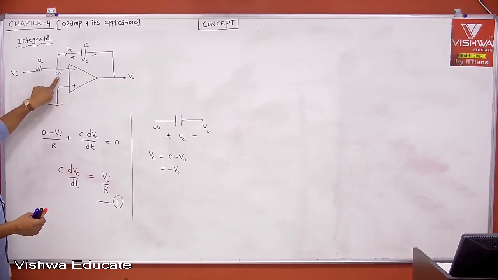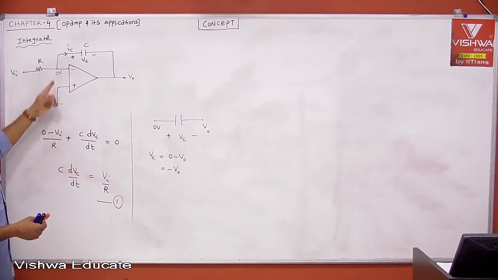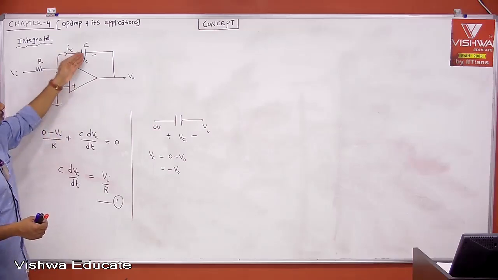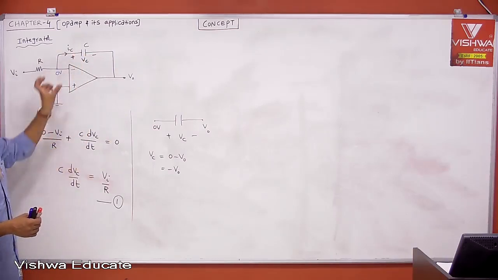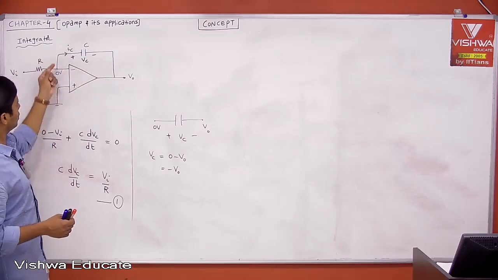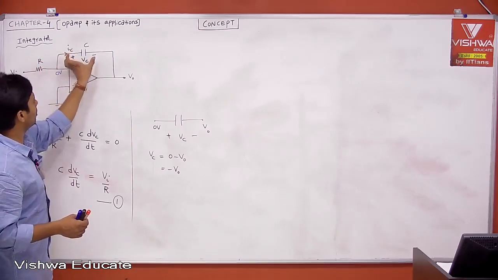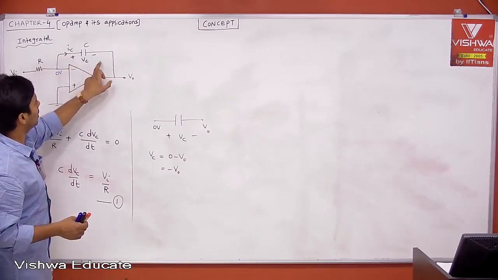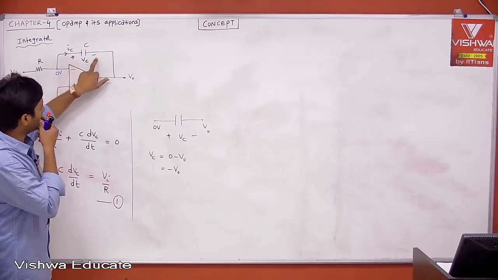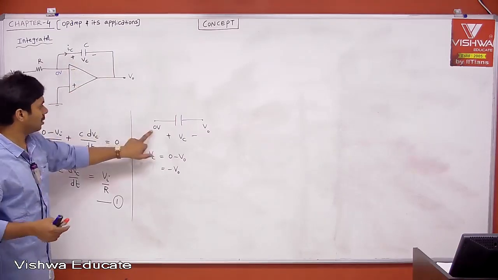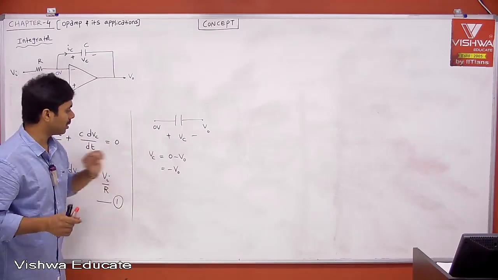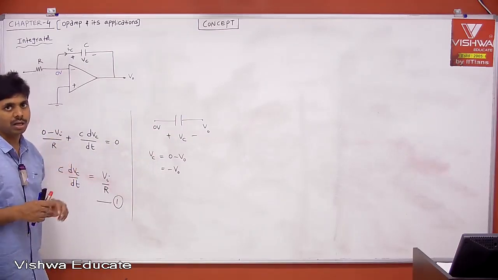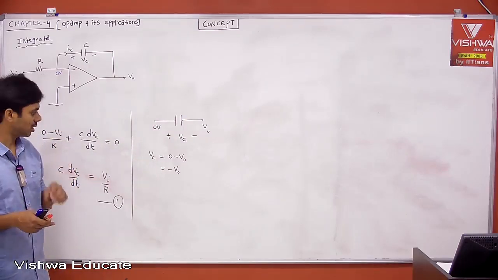This is 0, this is 0. Current leaving from this node, 0 minus Vi divided by R, plus the current leaving from this node, which is nothing but the current flowing through the capacitor, C into dV by dt, is equal to 0. But the voltage across the capacitor, if you take the current direction, is plus or minus Vc. What is Vc? Voltage at this point minus voltage at this point. Voltage at this point is 0 and voltage at this point is V0. Therefore 0 minus V0 is your Vc. This is what we discussed in the last session.